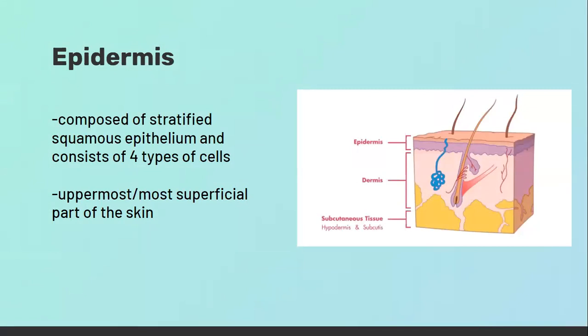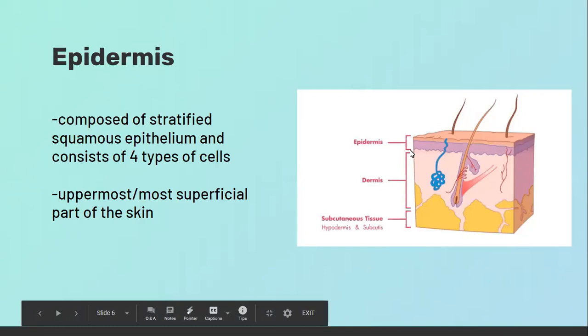Let's start with the epidermis. The epidermis is composed of stratified squamous epithelium, which we discussed last week, and it consists of 4 types of cells. And it's the uppermost and the most superficial part of the skin. And if you recall, superficial means more towards the surface. So it's your top layer of your skin.